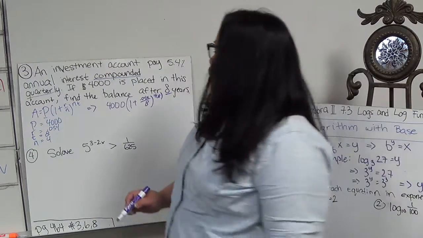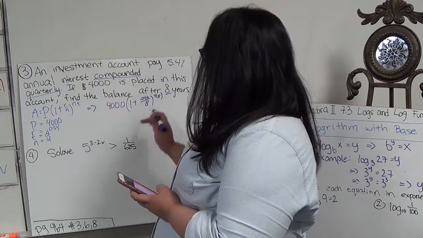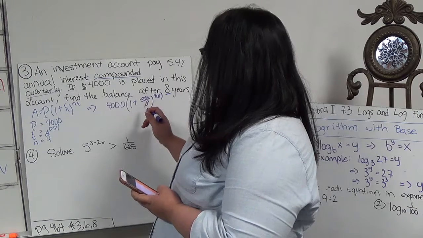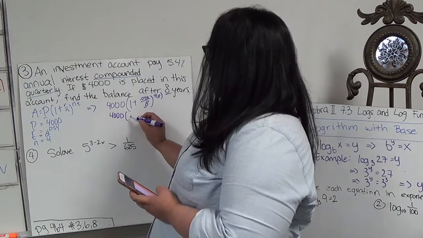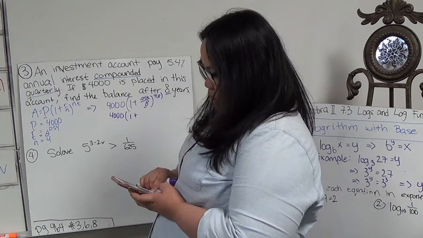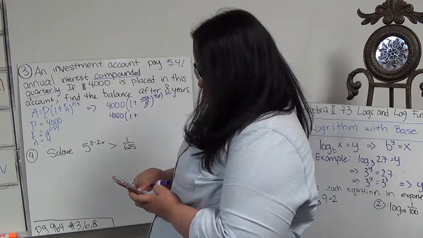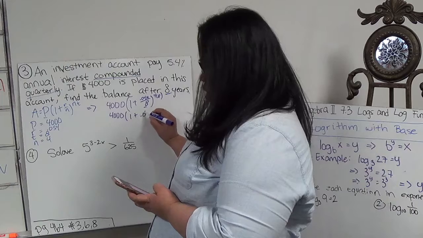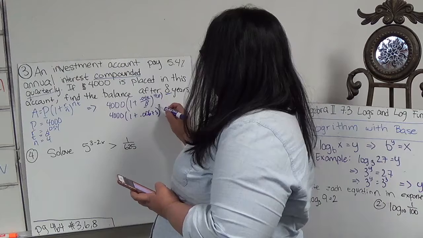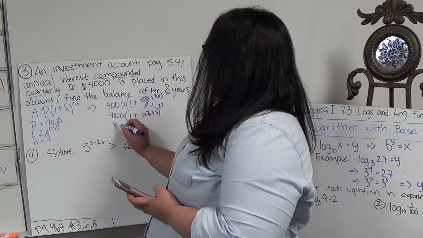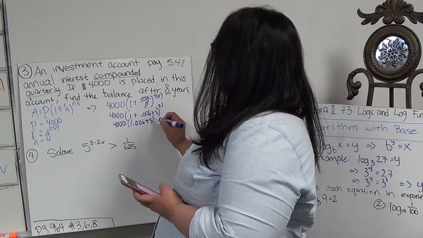Sorry, my arm hurts. Order of operations is we do parentheses first, and then in the parentheses we'll do this first. So it's going to be 4,000 times (1 plus 0.054 divided by 4, which is 0.00675), to the power of 4 times 8, which is 32. And so this is 4,000 times 1.00675 to the power of 32.